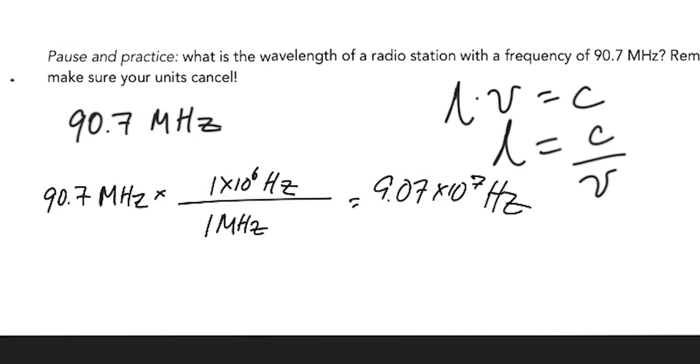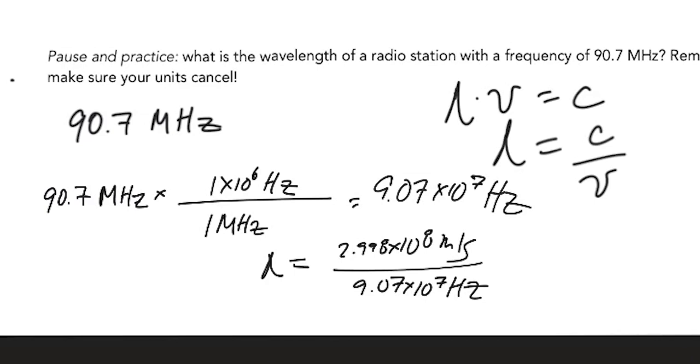Now, we plug this into our rearranged equation, and we get 2.998 times 10 to the 8 meters per second divided by 9.07 times 10 to the 7 per second. Seconds cancel, and we end up with a wavelength of approximately 3.31, or approximately 3 meters. For reference, that's taller than most humans.